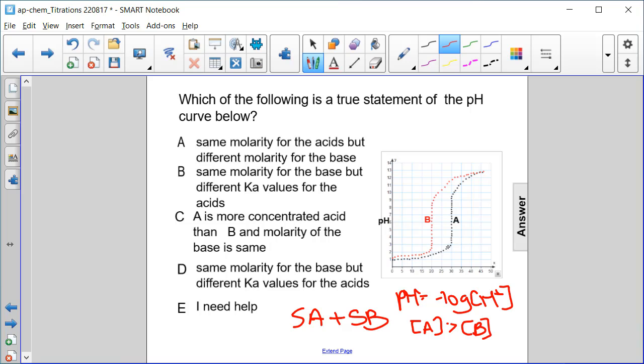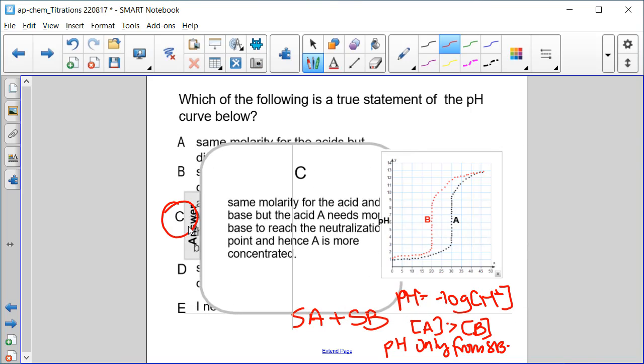right? It takes more base to neutralize it, but the final pH winds up the same up here. And remember that at the end, the pH comes only from the strong base. And those end up the same, which means that the molarity of the base is the same, which is answer choice C.